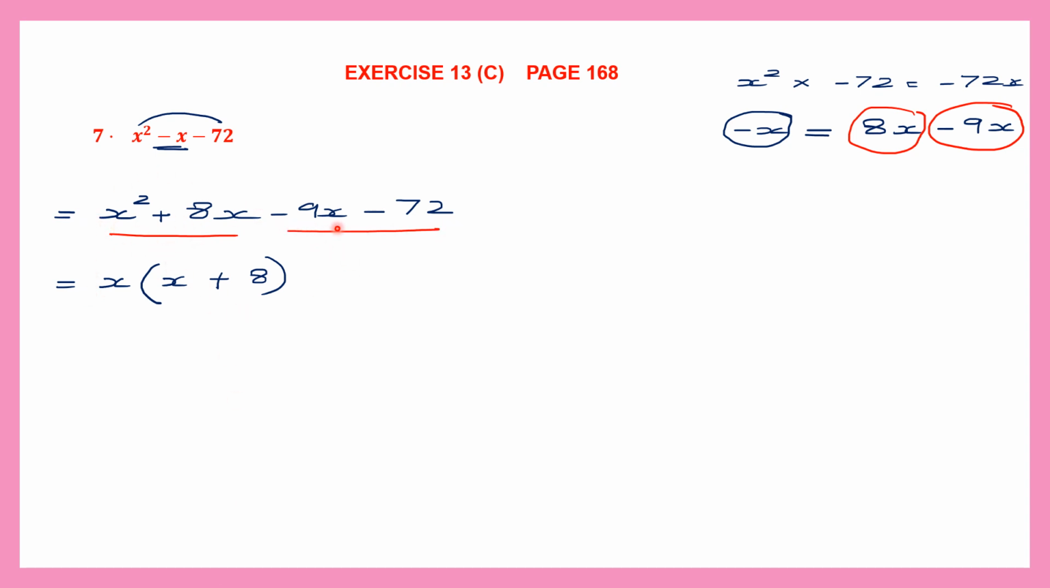I'm going to do the same thing here. So here I'm going to pick out a common factor. So minus is common, so let's put minus outside. And 9 and 72. 9 is common, isn't it?